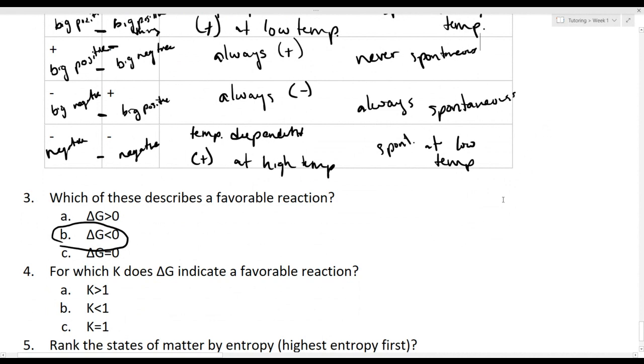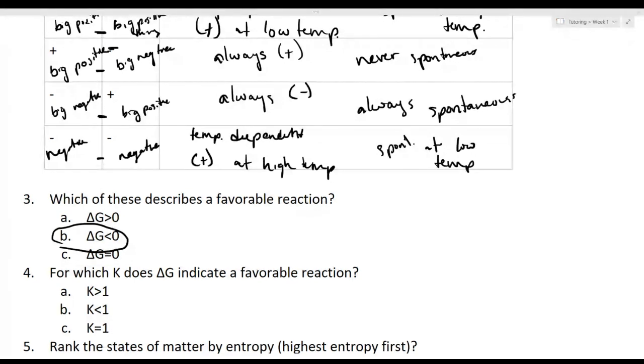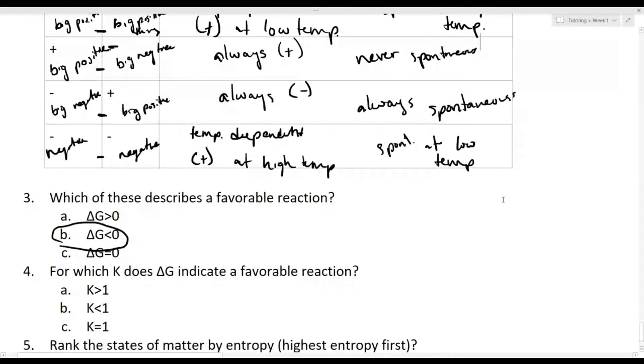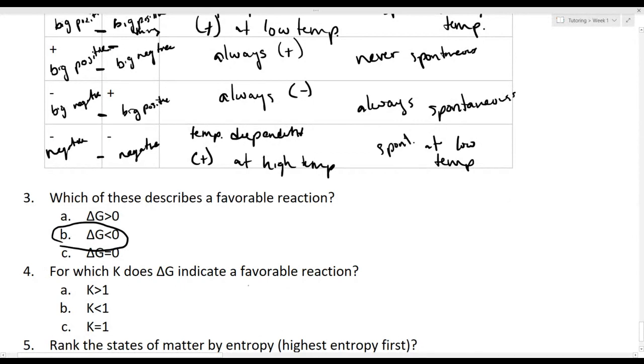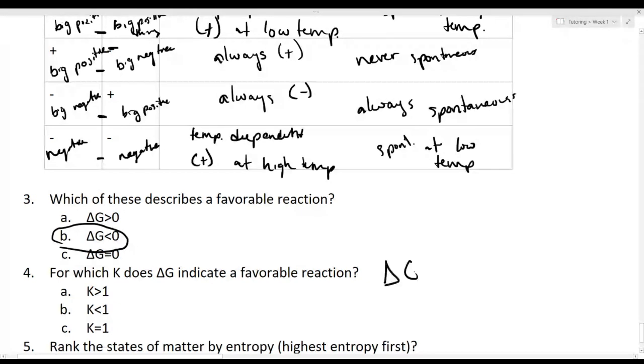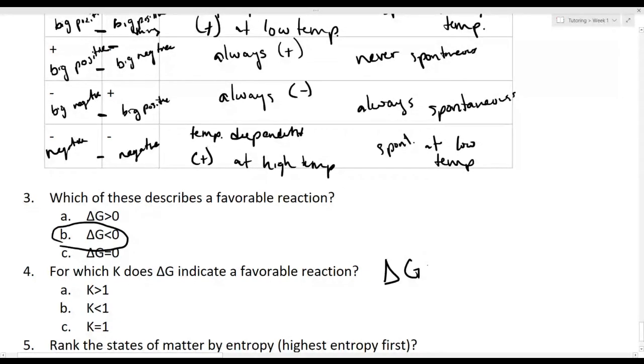So for which K does delta G indicate a favorable reaction? Okay. I see a question mark. So K, the equilibrium constant. Sorry, I should clarify. So I see a question mark, so I'm going to go ahead and just go through this one real quick. The equation that we're looking at is delta G is equal to negative RT ln K, ln being natural log.